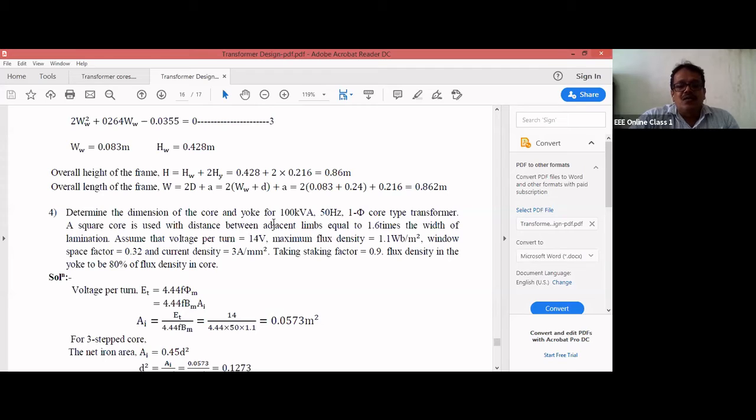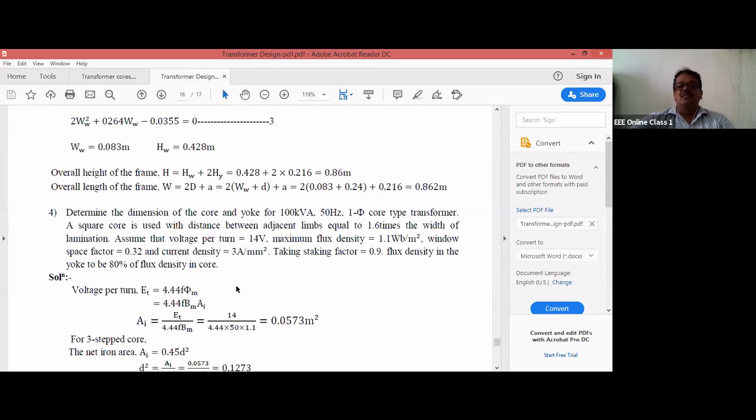Determine dimensions of core and yoke for a 100 kVA, 50 Hz, single phase core type transformer. A square core is used. The distance between the adjacent limbs is equal to 1.6 times the width of the lamination or width of the core. Assume the voltage per turn equal to 14 volt. Maximum flux density is 1.1 Wb per meter square. Window space factor is 0.32, current density is 3 ampere per mm square, stacking factor 0.9.